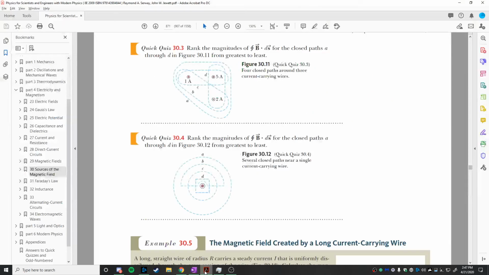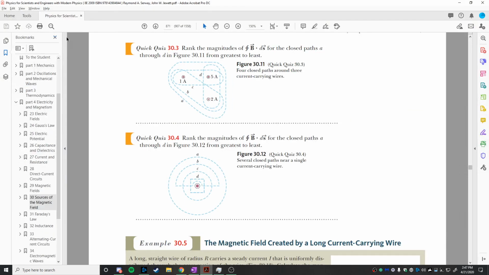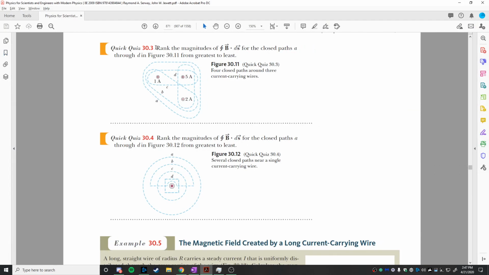So now let's ask this question. Here's the question. Can you guys all see this? I don't know if it's all working. Let me look at OBS. So look at Quick Quiz 30.3. It says, rank the magnitudes of the integral of b dot ds for the closed paths a through d from greatest to least. Okay, so you've got all of these currents. This one is 1 amp out of the board. This one is 1 amp into the board, and then this one's 2 amps into the board, right?